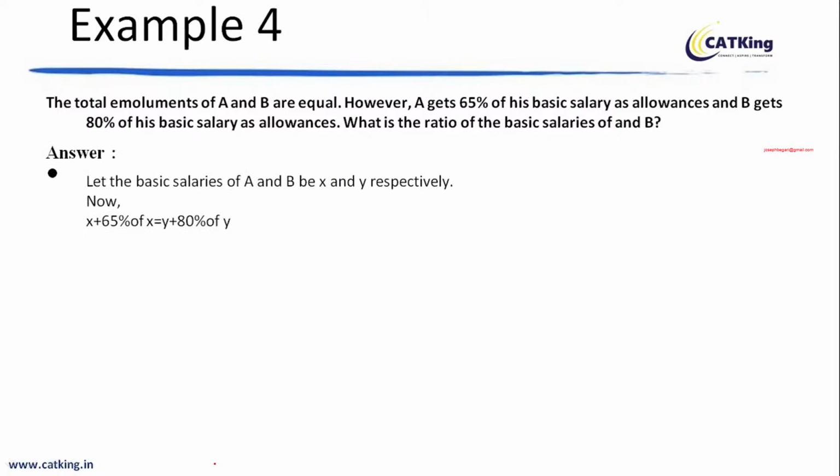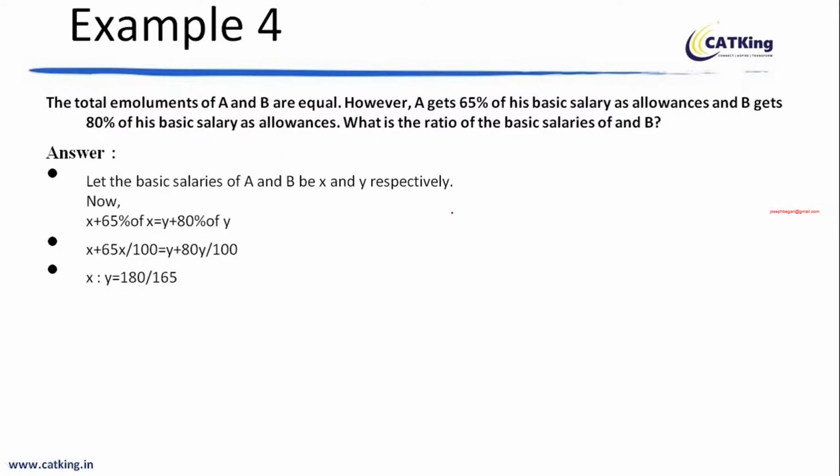So let the basic salaries of A and B be x and y. Now x plus 65% of x is equal to y plus 80% of y. Why? How? कैसे? Okay, x is the salary of A, plus 65% of x, which is the allowances of A, is equal to y. y is the salary of B. 80% of y is the allowances of B. Because the emoluments are equal, their salary plus allowances will be equal. So x plus 65x by 100 is equal to y plus 80y by 100. So basically x is to y is equal to 180 upon 165.